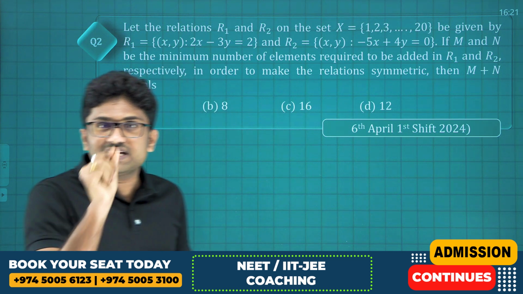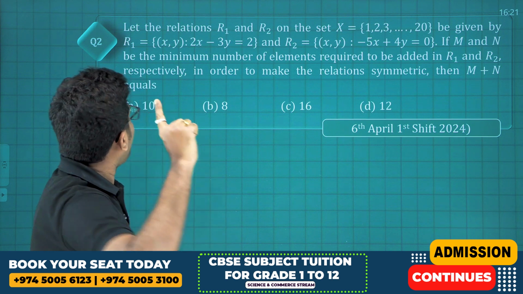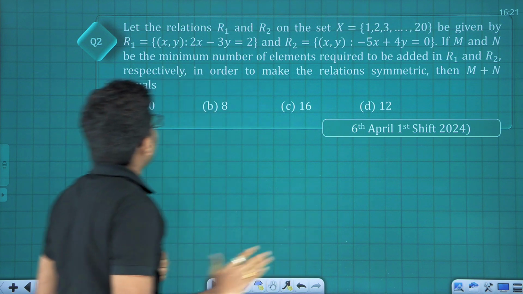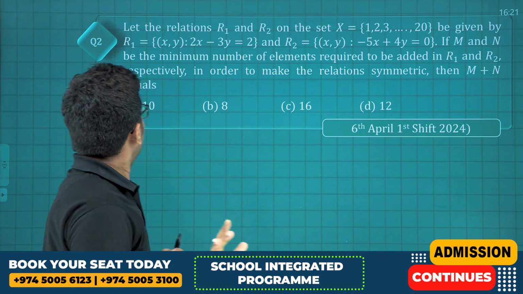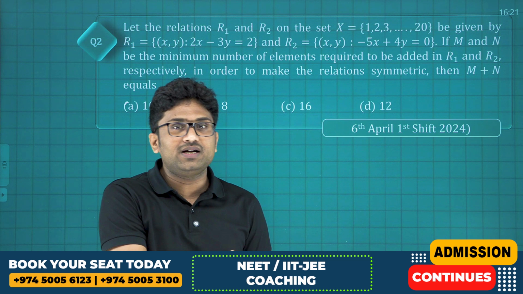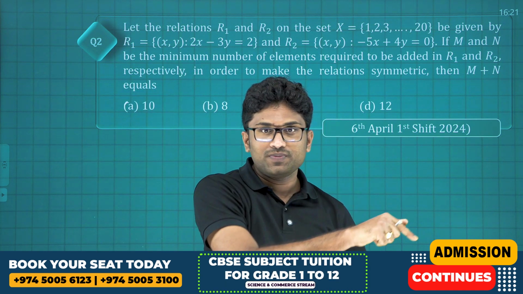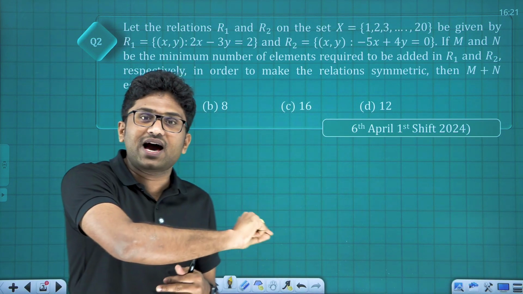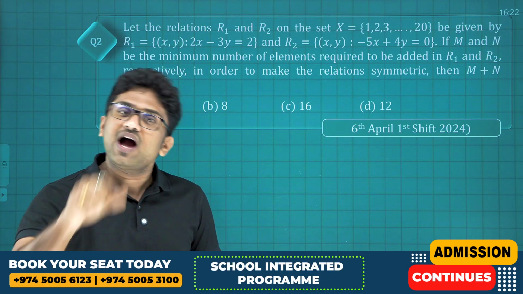Now in this case, let capital M and capital N be the minimum number of elements required to be added in R1 and R2 respectively, in order to make the relations symmetric. They have added capital M elements in R1 and capital N ordered pairs in R2. Now they are asking us to find M plus N. First we will find what is R1 and what is R2, that is, the ordered pairs in R1 and in R2.